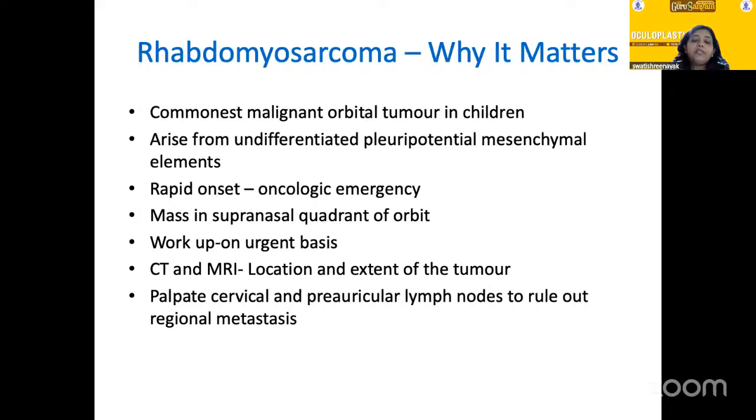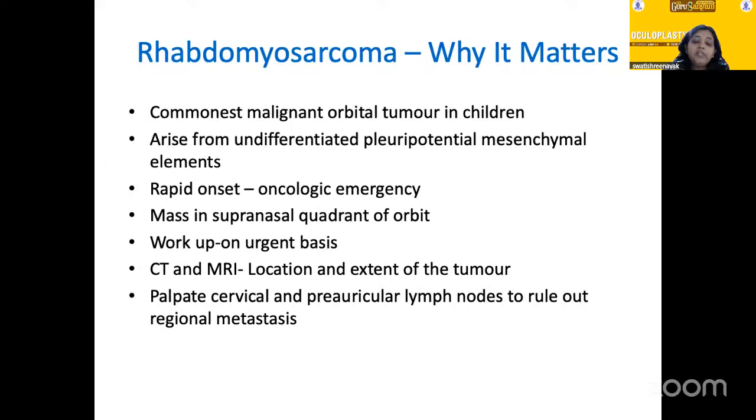It is the commonest malignant orbital tumor in children. It arises from undifferentiated pluripotential mesenchymal elements. It has a rapid onset, and that's why it becomes an oncology emergency. We usually see a mass in the supranasal quadrant of the orbit, so the workup is done on an urgent basis. CT and MRI help us to locate and see the extent of the tumor.